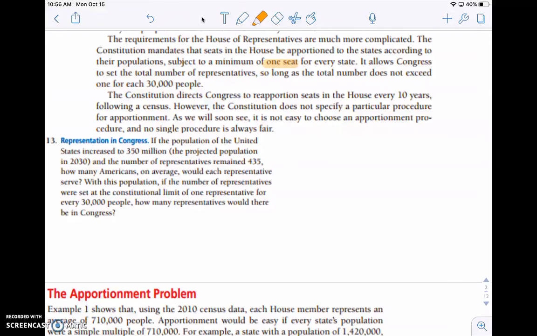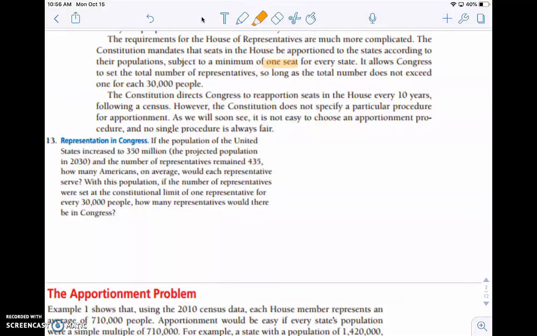It allows Congress to set the total number of representatives so long as the total number does not exceed 1 for each 30,000 people. We don't want to have too many representatives. The Constitution directs Congress to reapportion seats in the House every 10 years following the census. Utah has gained a seat in recent years as its population grows, while other states have lost quite a bit. Over the last 20 years, Michigan has lost a substantial amount as its population has decreased. So this does readjust with the census.